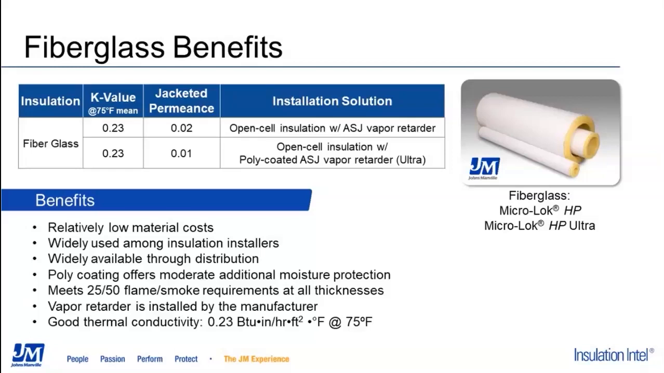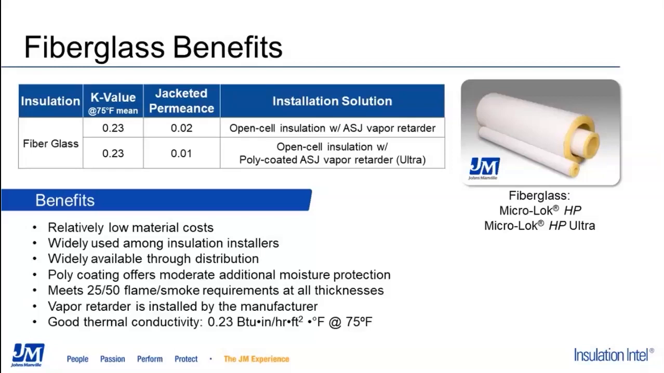The ASJ, like in our Microlock HP pipe insulation, has a perm rating of 0.02, and the poly-coated ASJ vapor retarder, like in our Microlock HP Ultra, is slightly better at 0.01. Fiberglass is an open cell insulation, meaning the air pockets are not fully sealed off like in closed cell insulation. We'll talk a little bit more about that in a bit.